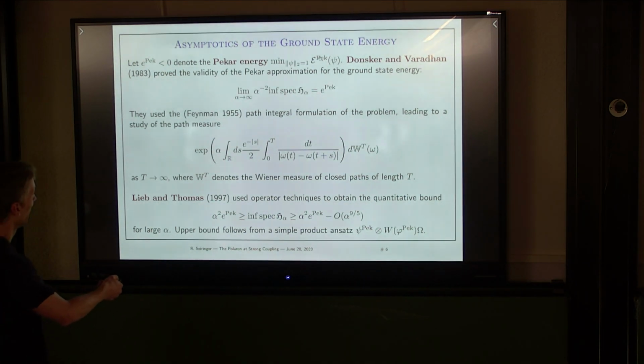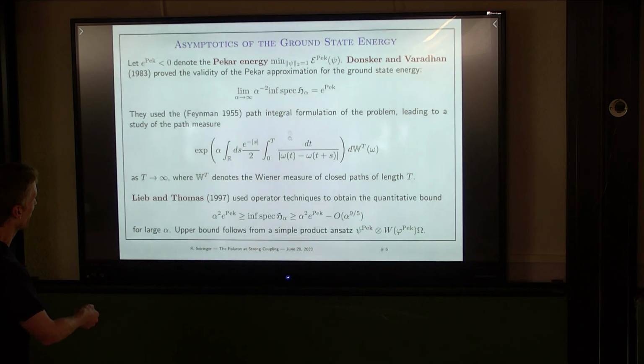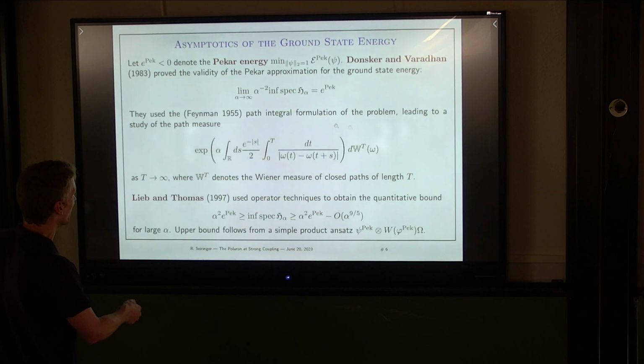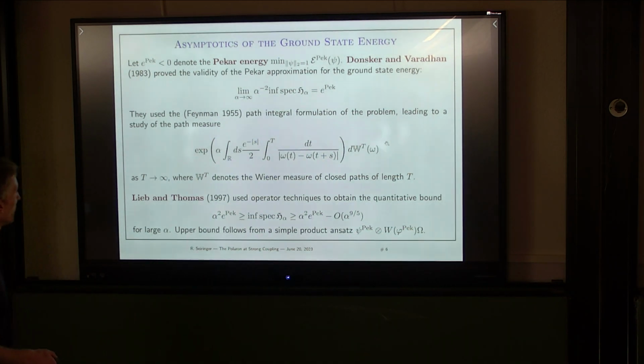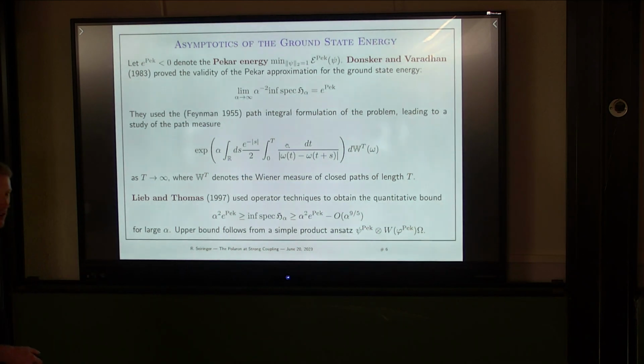In the path picture, you get, besides the usual Wiener measure from the Brownian motion, I mean from the Laplacian, this additional self-interaction. You see the omega is the path of the electron in this path integral picture, and it interacts with itself at some retarded times weighted by this exponential factor. Basically, what Donsker and Varadhan did is study the asymptotics of this measure for large alpha and large t. I mean, t is sort of the imaginary time. You look at e to the minus t times H.